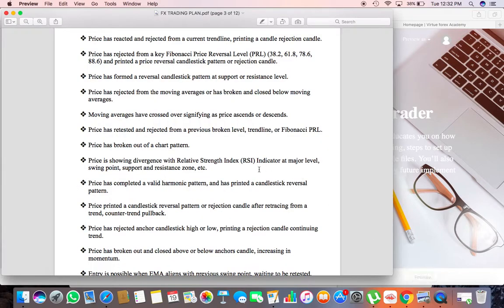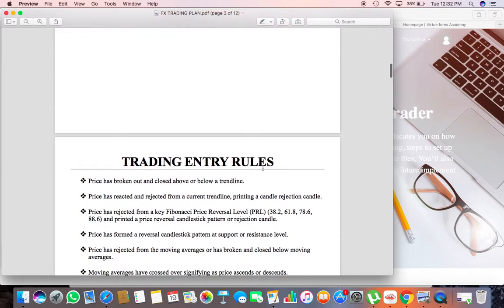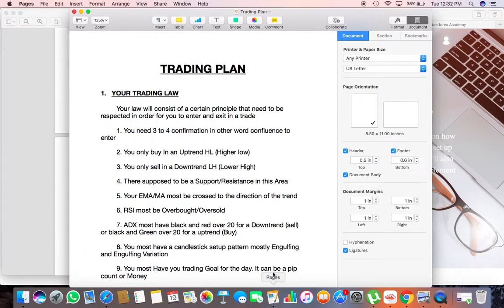I prepared that just in a couple of minutes. But first of all, a good trading plan needs your trading laws. A trading law is the principle you need to enter and exit your trade. You need 3 to 4 confirmations, in other words confluence: market structure on your side, an engulfing pattern on your side, support and resistance levels, EMA or SMA cross, RSI overbought or oversold, ADX over 20, red or green.